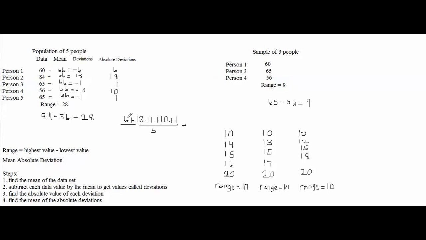Let's add the numbers on top. 6 plus 18 is 24. 24 plus 1 is 25. 25 plus 10 is 35. And 35 plus 1 is 36.